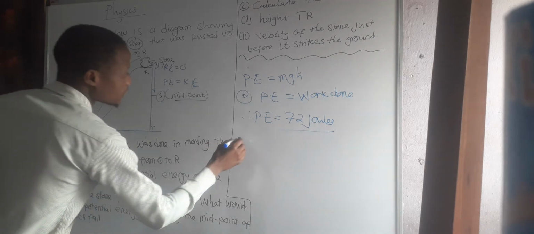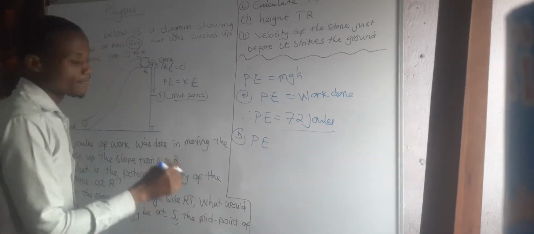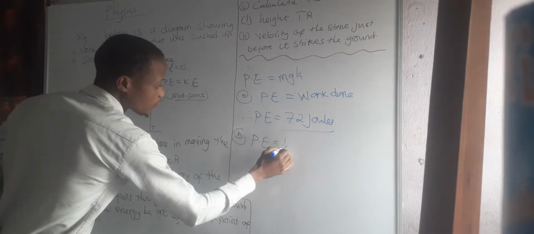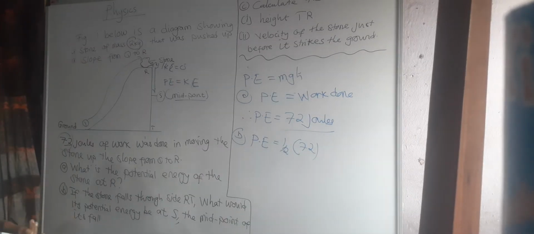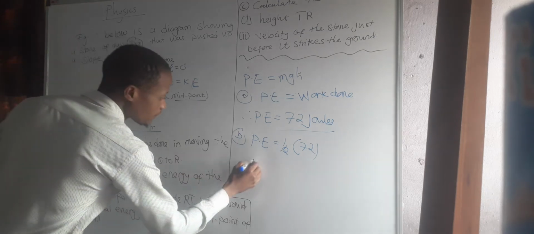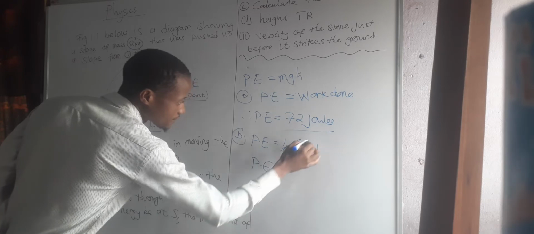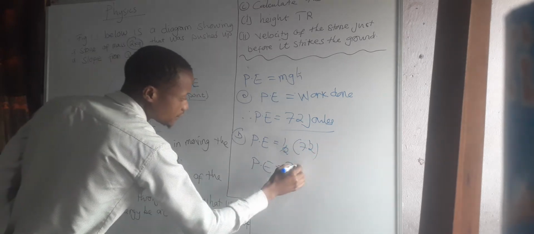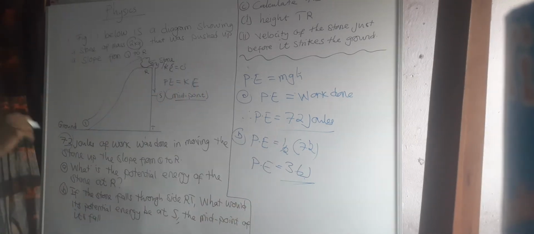So what we're going to do is, the potential energy at S would be 1 over 2 times 72, or just divide 72 by 2, okay? 2 into 7 goes 3 times, remainder 1, then there is 6. So the potential energy at S will be 36 joules.